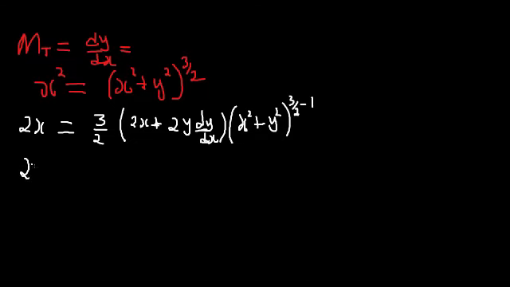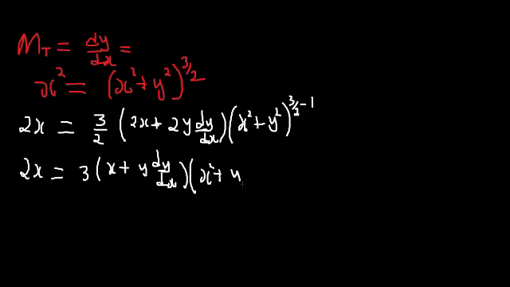So simplifying, you are going to have 2x equals 3 on 2 here, into, we can factor out. Looking at that, we can factor out 2, so we'll be left with 3 into (x plus y dy all over dx) in bracket. So this will actually be x squared plus y squared to the power of a half, and a half simply means that it is the square root of that.